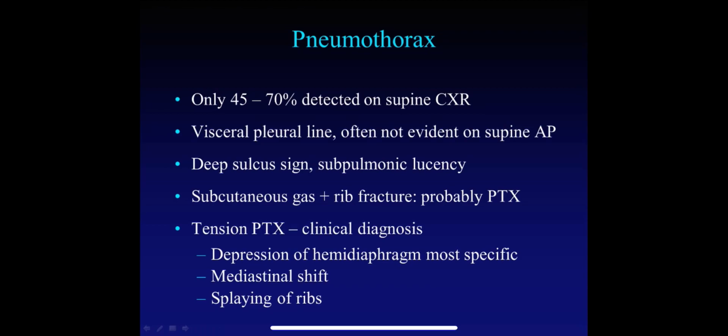If one sees subcutaneous gas plus rib fracture or fractures, there's probably pneumothorax present, just not evident on the chest radiograph. Tension pneumothorax is a clinical diagnosis. However, if we see certain findings, we can very highly predict that it's a tension pneumothorax, particularly depression of a hemidiaphragm is going to be the most specific finding of a tension pneumothorax. If we see mediastinal shift or splaying of the ribs, we should also suggest that there might be a tension pneumothorax.